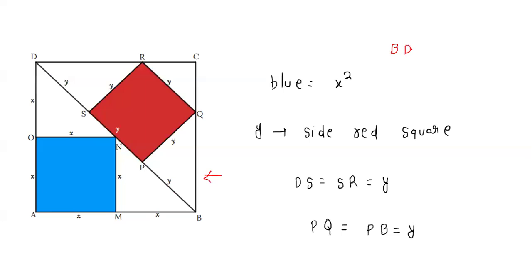Which is BD, which is 2 root 2 times x. We just calculated it. So we know the blue area is simply x multiplied by x, side square, which is x square. So let's assume y is the side of this square. So this will be y, this will be y, this will be y, and this will be y. So all four sides are equal to y. So this is the side of the red square.